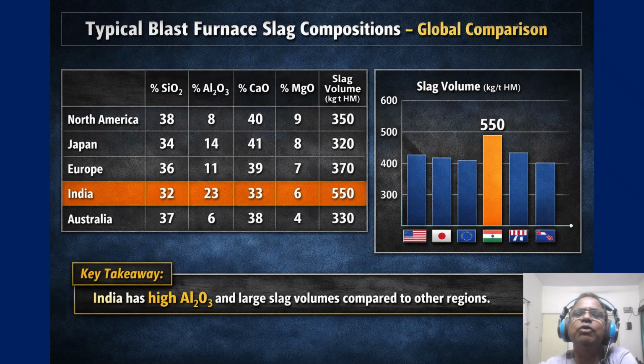Alkali loading also varies a lot. So why does this matter? Because your slag design must match your raw material and your furnace goals. There is no single perfect recipe.